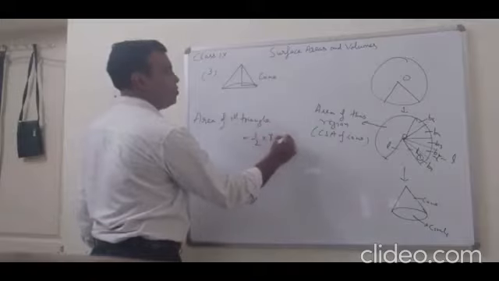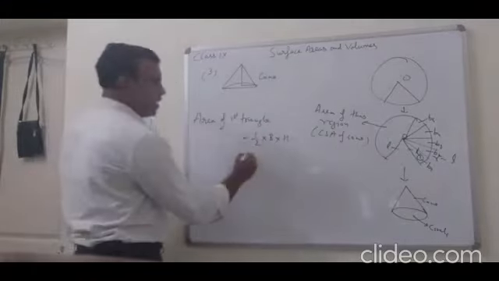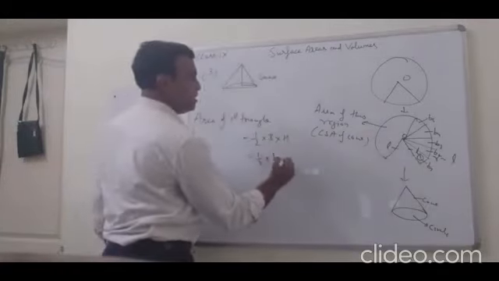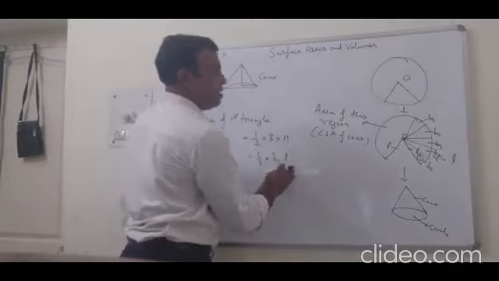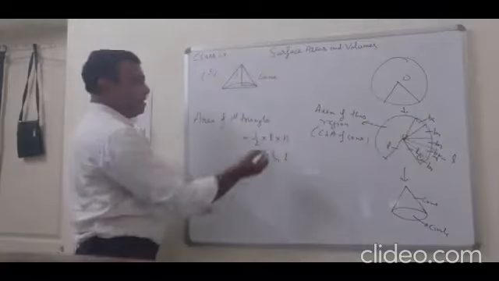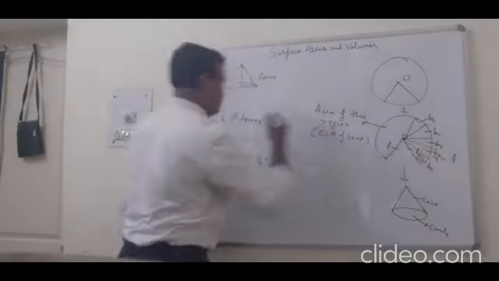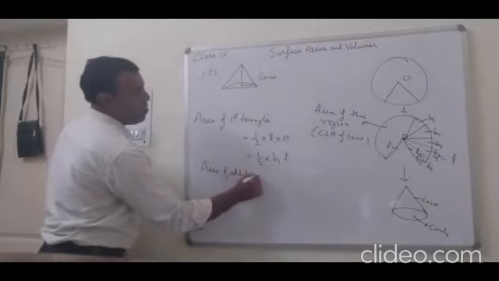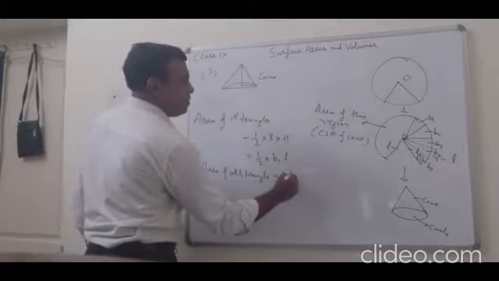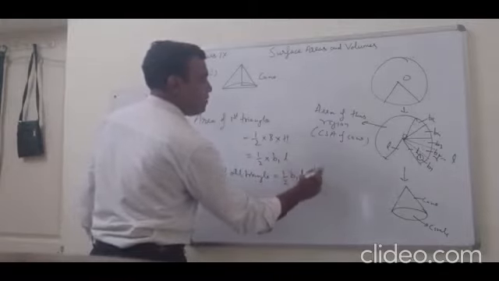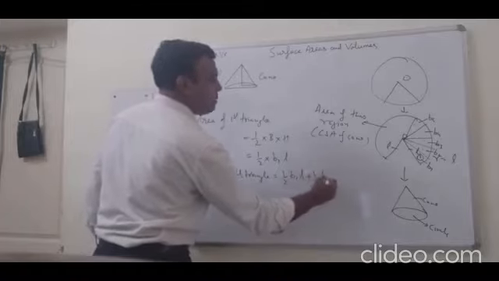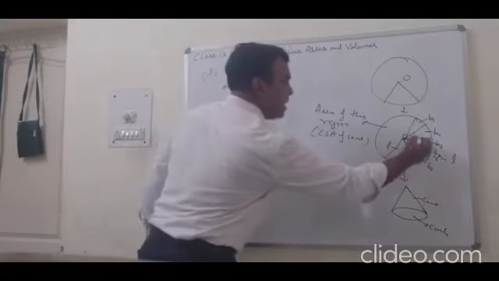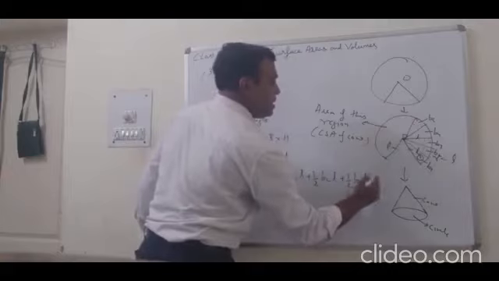Half base into height. What is base? Base is B1. And what is height? L. L is the height. Similarly, I will add all triangles. Area of all triangles, what will it become? Half base into height. Half, second triangle's base is B2, height remains the same, L. Third triangle's base will be B3 and height is again L, and so on.